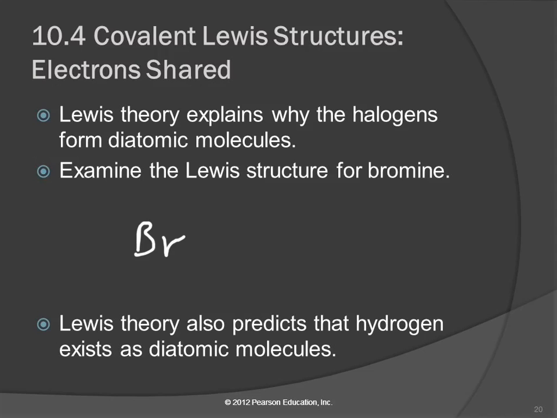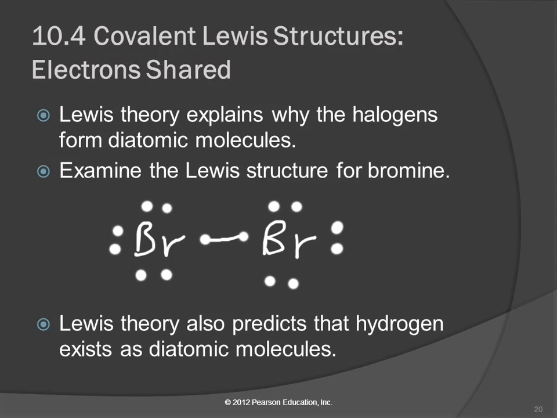How many valence electrons does bromine have? 7. Does bromine have an octet? No. Here's another bromine atom. It doesn't have an octet either. What could they do to get an octet? They could share. So they will form a covalent bond because this is more stable for them. It's a lower energy state.